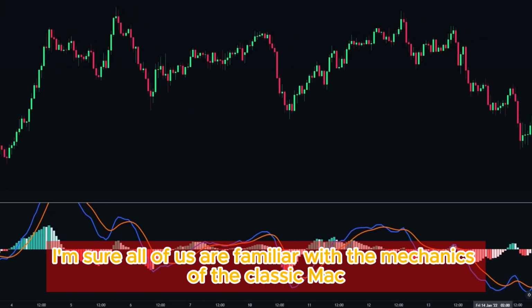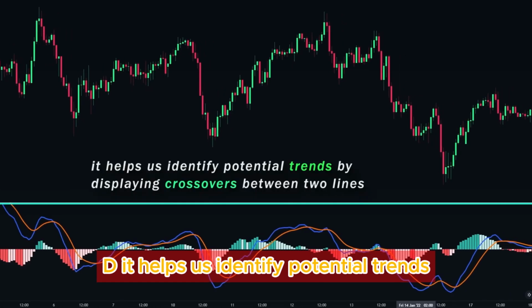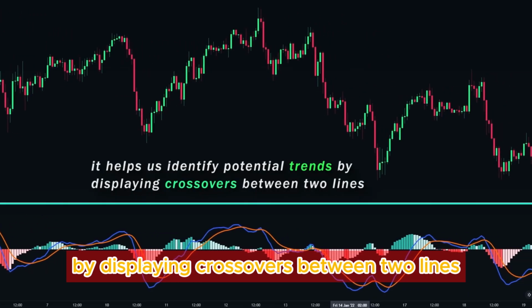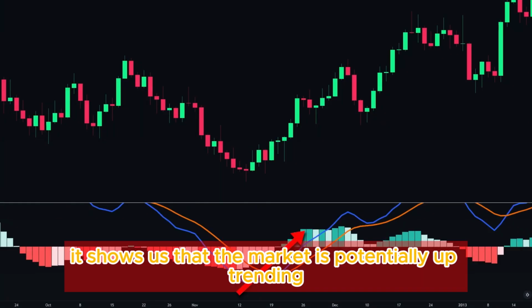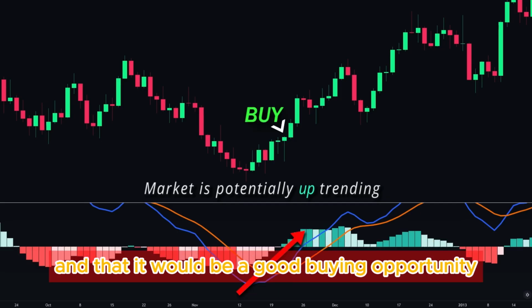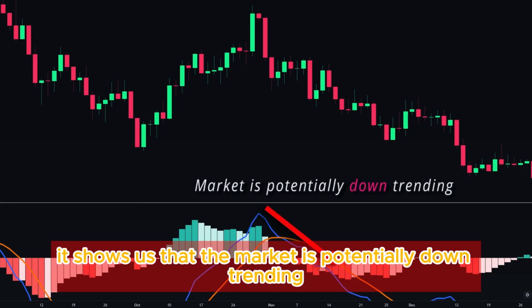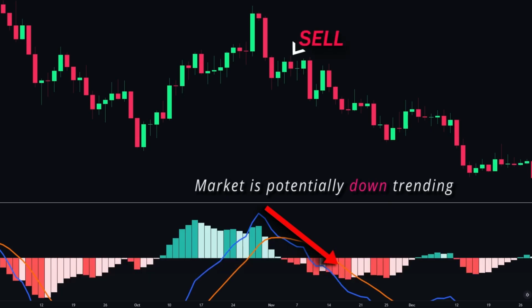So first, I'm sure all of us are familiar with the mechanics of the classic MACD. It helps us identify potential trends by displaying crossovers between 2 lines. If the blue line crosses above the orange line, it shows us that the market is potentially uptrending and that it would be a good buying opportunity. And if the blue line crosses below the orange line, it shows us that the market is potentially downtrending and that it would be a good selling opportunity.